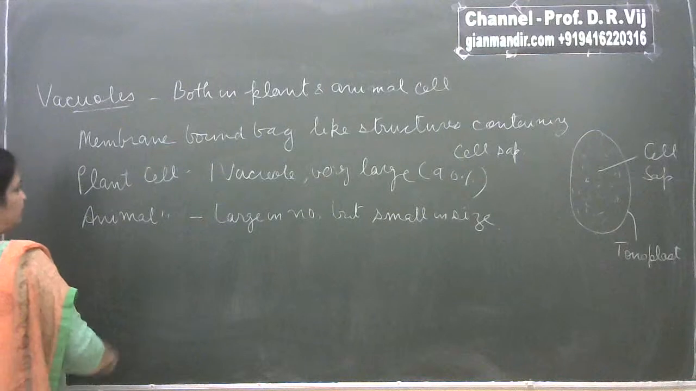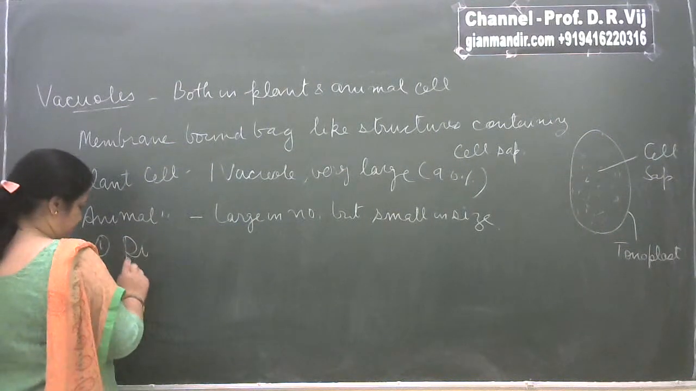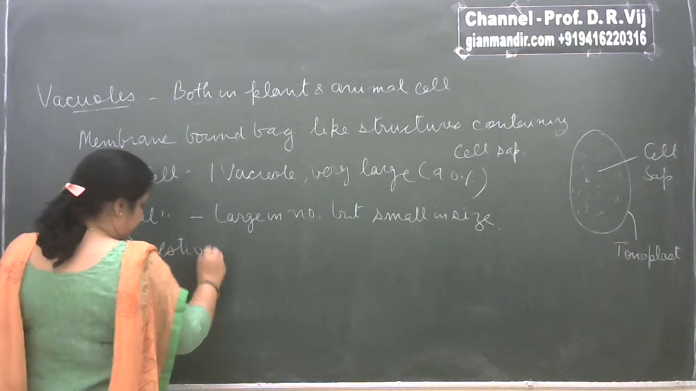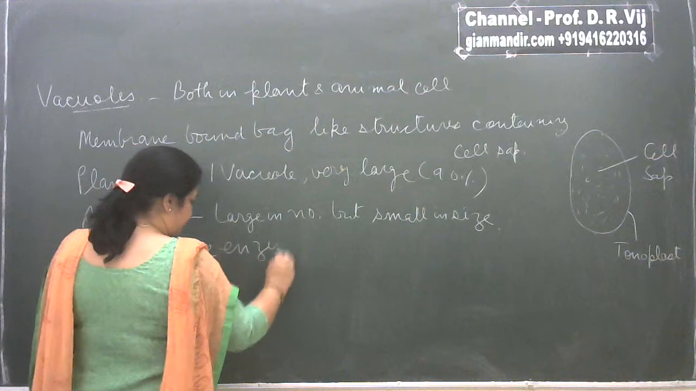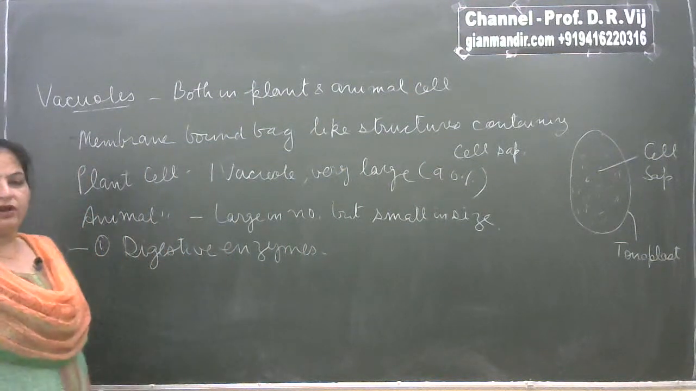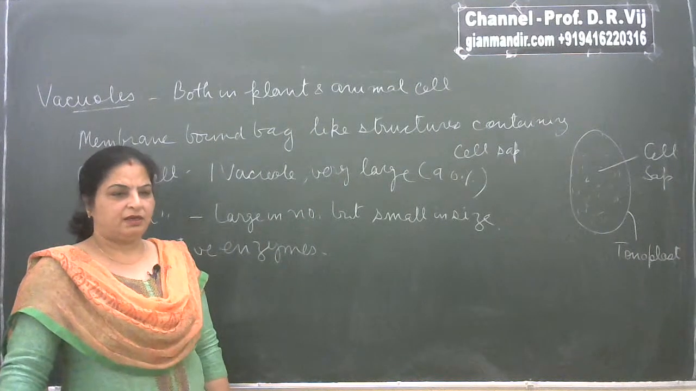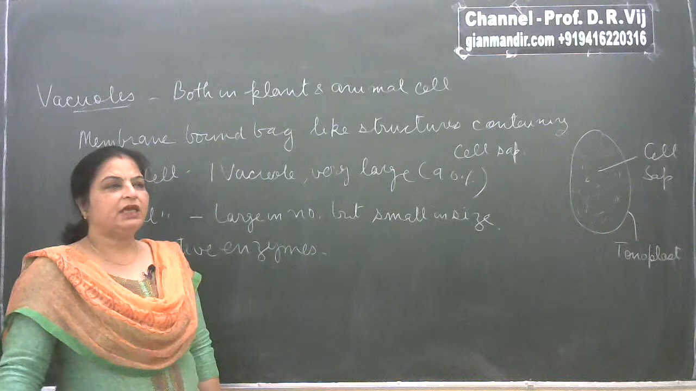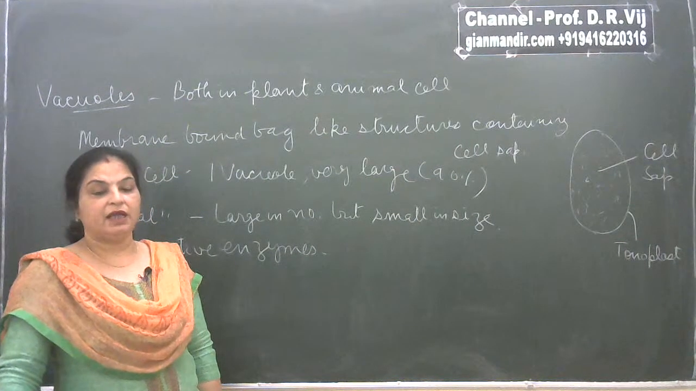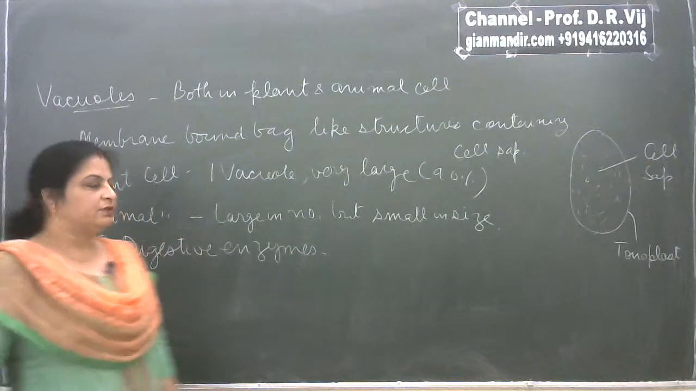And if you look at the functions of vacuole, it may contain digestive enzymes that help, of course, in digestion of food. For example, the unicellular organisms like paramecium, amoeba and euglena take in food in the form of food vacuoles, and these food vacuoles contain the digestive enzymes that help in digestion of the food.